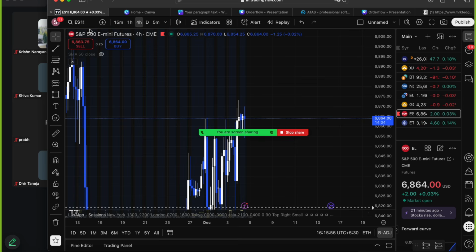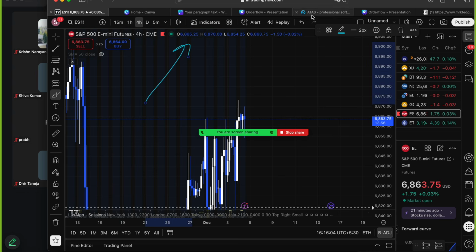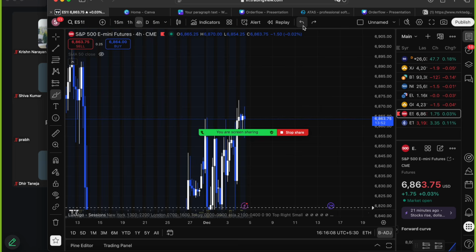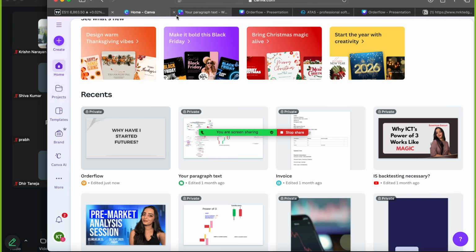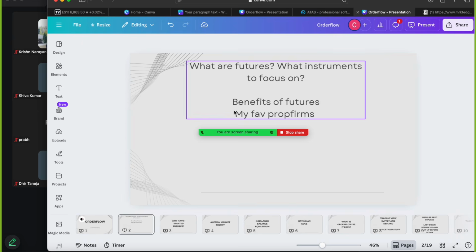S&P 500 is basically an index of 500 companies in the US. So if the majority of the companies, or its constituents, move up, then the index moves up. If they go down, then the index moves down. This is so far the best instrument according to me when it comes to trading futures. So I will begin with that and I will explain this. So that is a little bit about futures and what instrument we are going to be discussing.